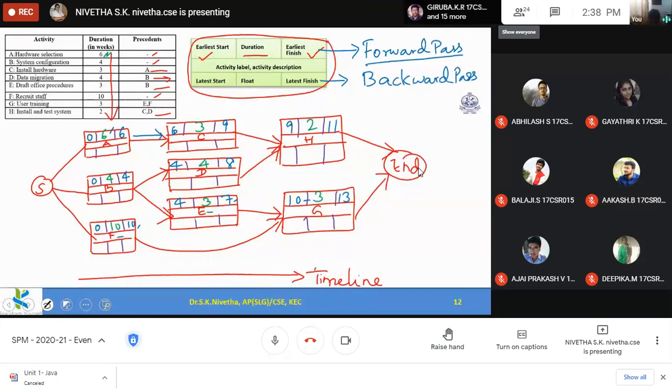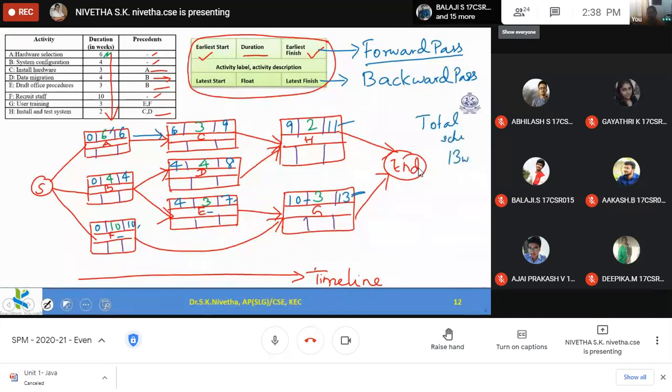So in the backward pass, we should backtrack. You could see G is getting completed during the 13th week, H is getting completed during the 11th week. So finally, when all the activities are over, the total project is over. That is the assumption. So only during the 13th week can I complete the project. The total duration required to complete the project is 13 weeks. Total schedule is 13 weeks.